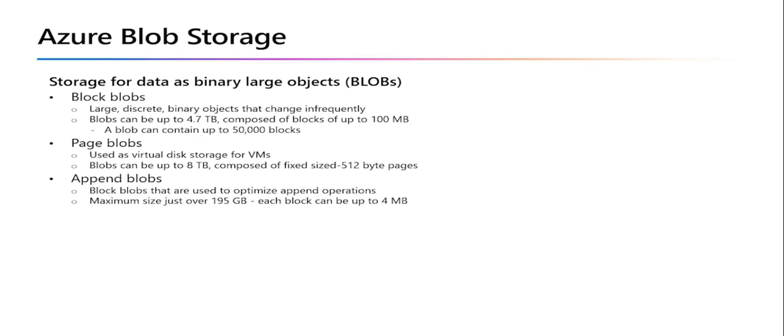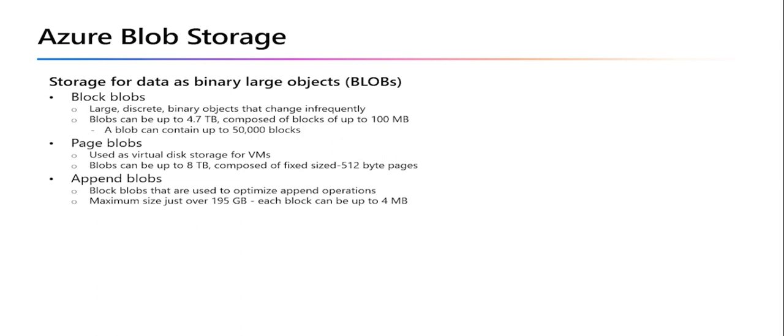Then comes your append blobs. An append blob is a block blob optimized to support append operations. You can only add blocks to the end of an append blob. Updating or deleting existing blocks is not supported. Each block can vary in size up to 4 MBs. The maximum size of an append blob is just over 195 gigs. So append blob is basically used for logging purposes.